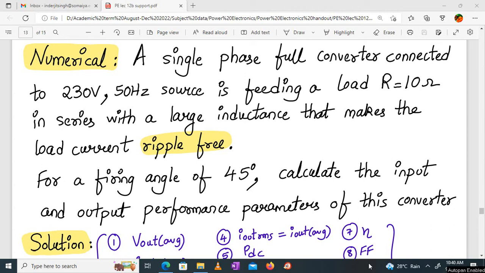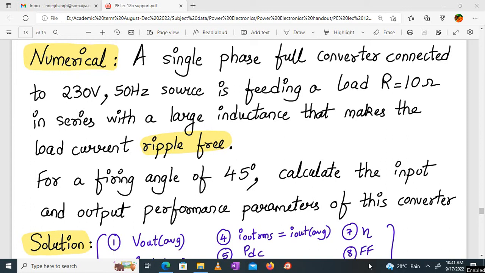In lecture number 12, Power Electronics, we have discussed various performance parameters of a full converter. So let's apply whatever concepts we have learned in lecture number 12b and use all the formulas to solve this numerical.